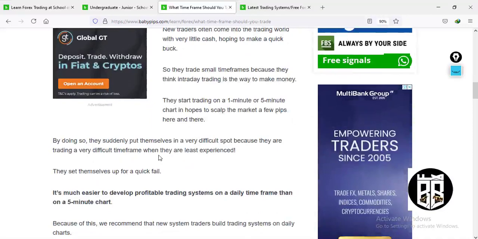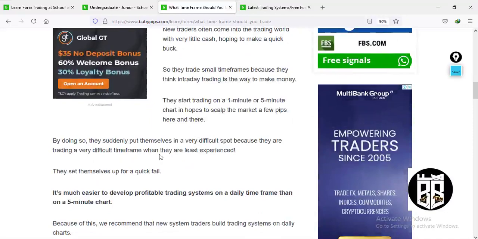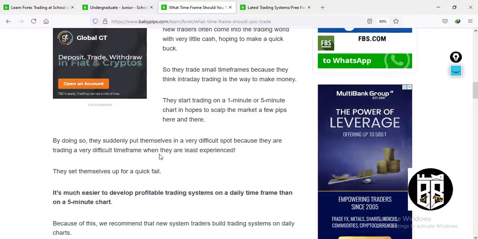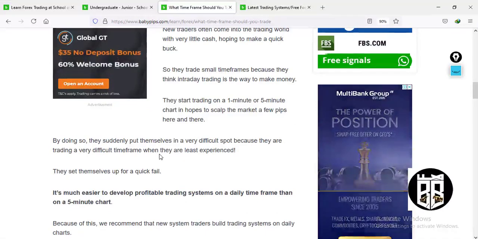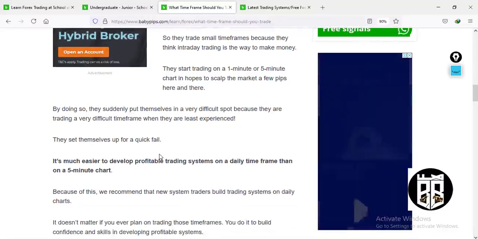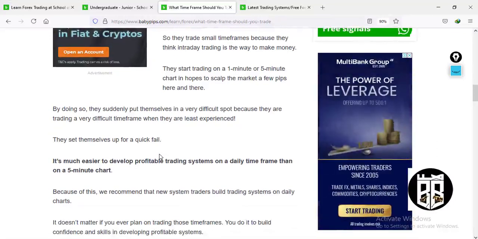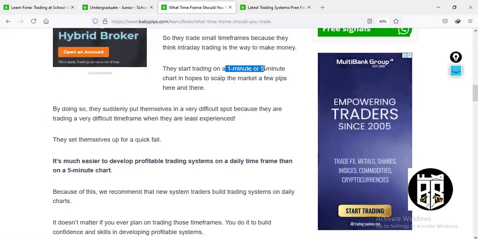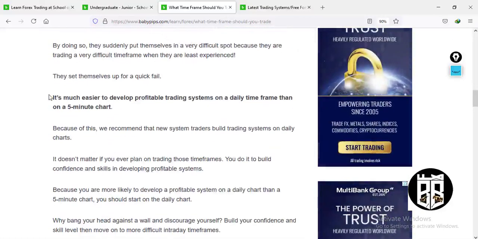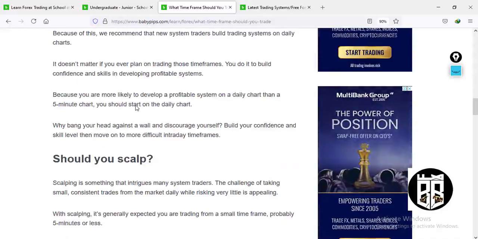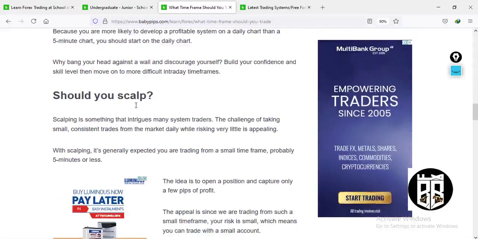So new traders start trading with 1 minute or 5 minute charts. It helps them scalp the market for very quick pips, and by doing so, they suddenly put themselves in a very difficult spot, because they are trading a very difficult time frame when they are least experienced. So what I'm saying is that the smaller time frames, 1 minute to 5 minutes, are very difficult, and it comes with experience to be able to navigate them. So just be more experienced before you go down to that time frame.